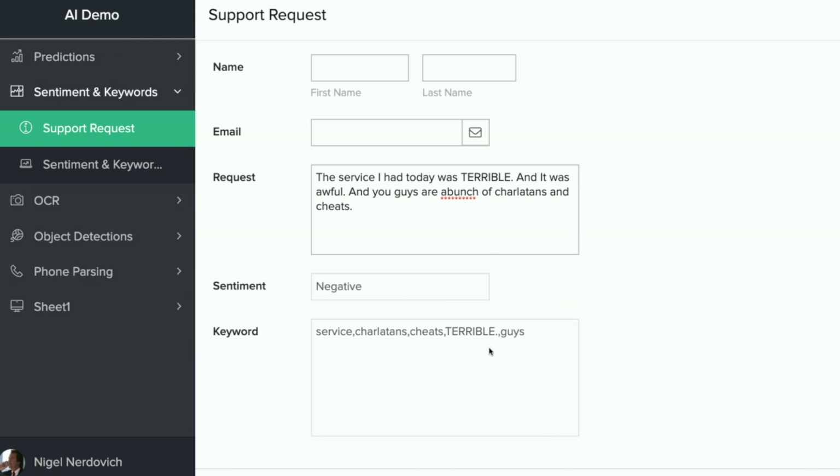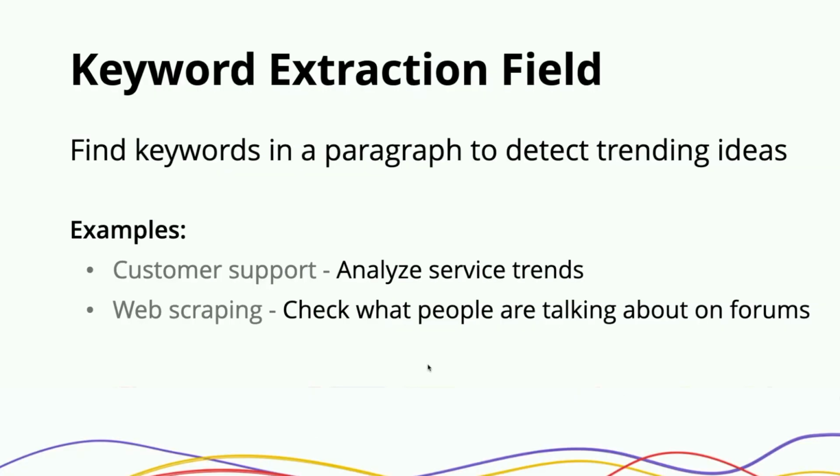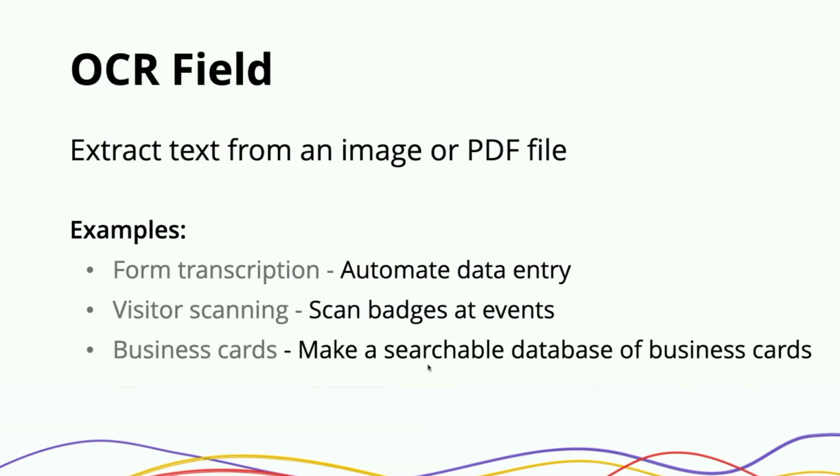And so the idea behind the keyword extraction is that that could be useful if maybe we want to analyze like a trending topic. So if we have a bunch of customer support tickets coming in and we want to see, is there a certain product that everyone is talking about this month or something's going wrong with it, then we could use the keyword extraction field and then run some reports and find what are those most common words that are showing up here. And you could use that with the web scraping idea as well. So that's how that works.